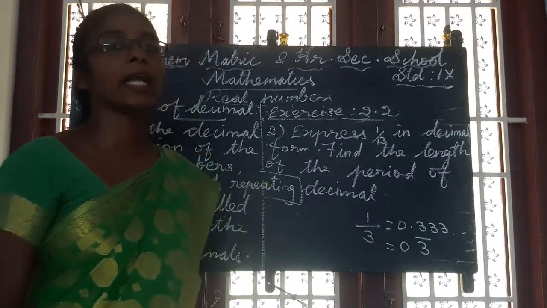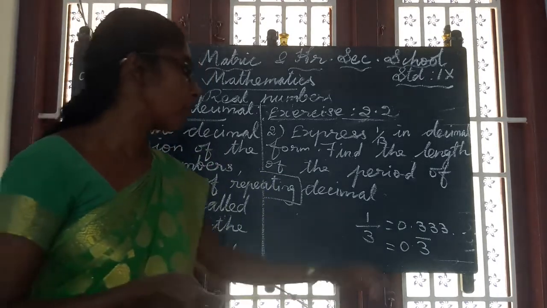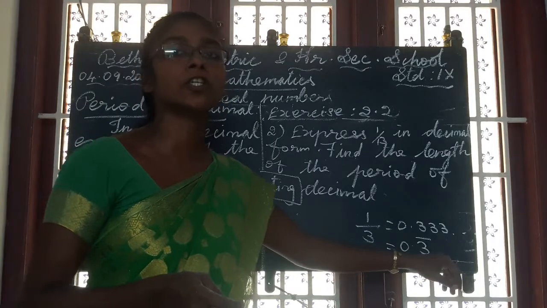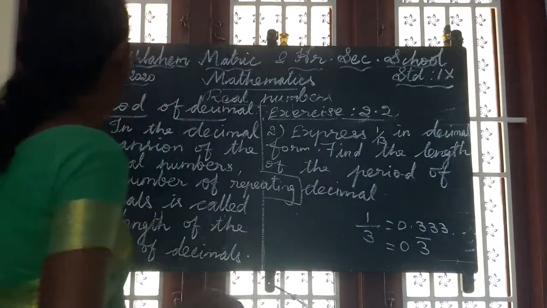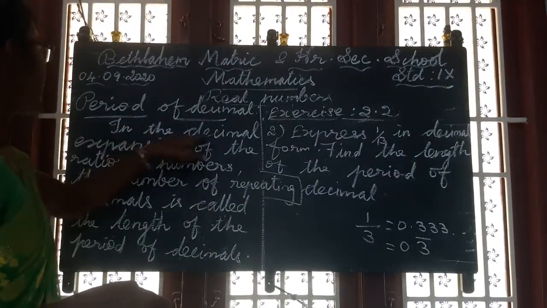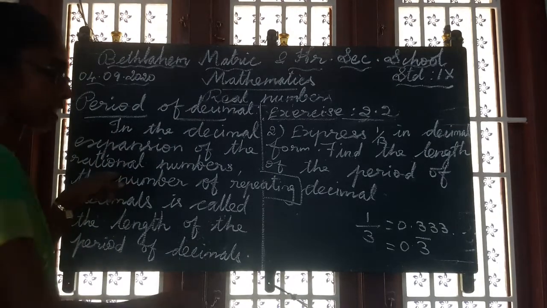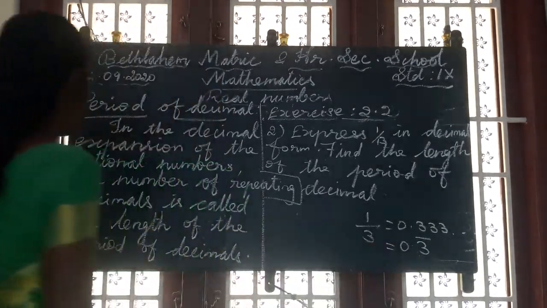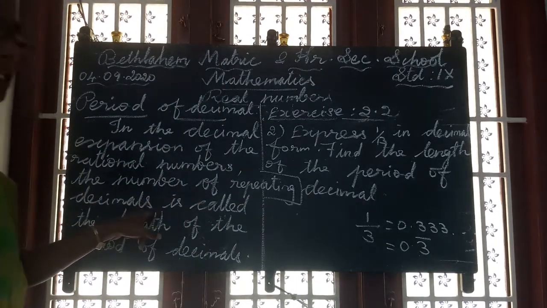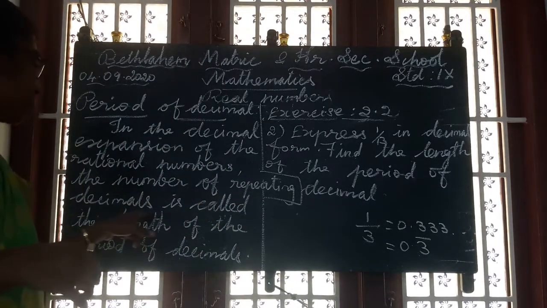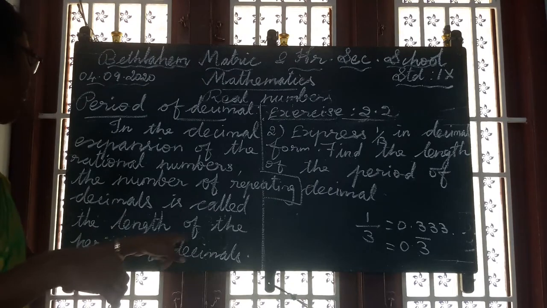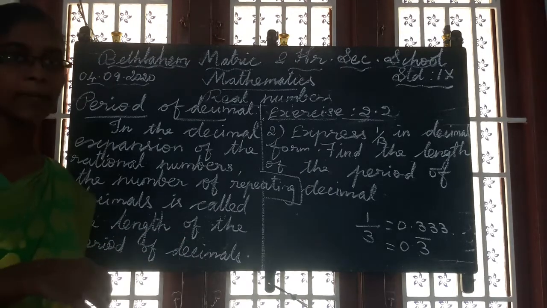So we can say the length of the period of 1 by 3 is equal to 1. Here once again, in the decimal expansion of a rational number, the number of repeating digits is called the length of the period of decimals.